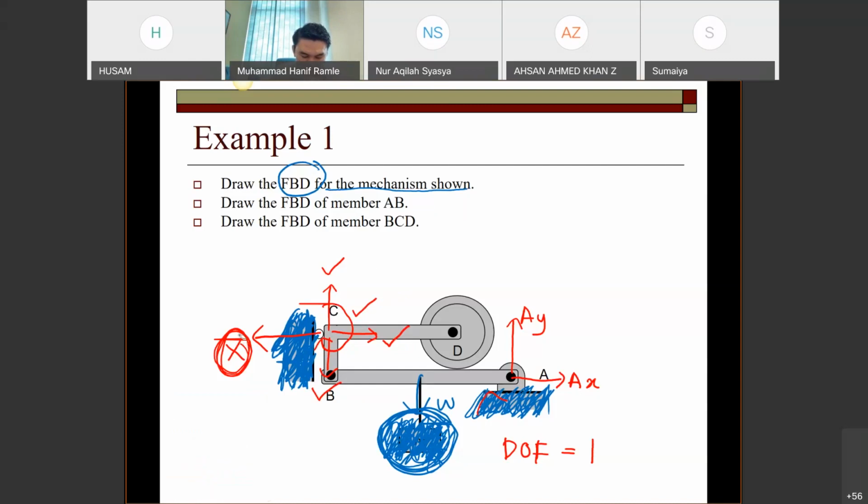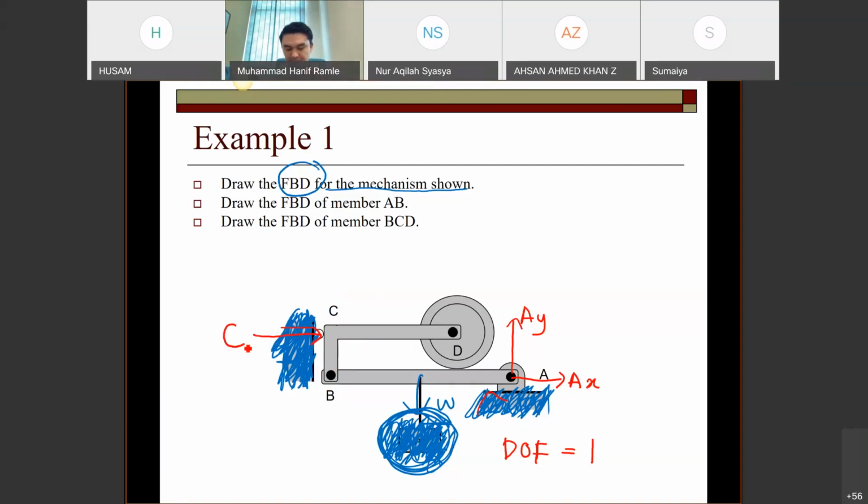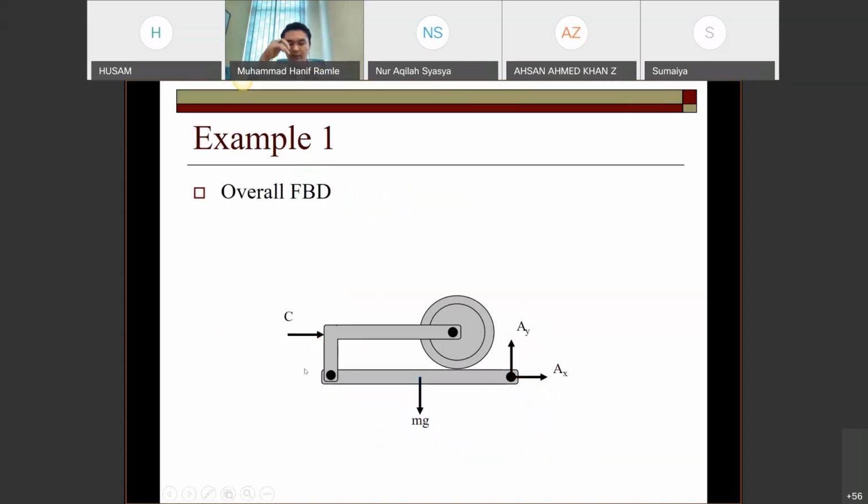Basically, if the system can move in that direction, it means that direction has a reaction, and the reaction should be opposed and pointing on the body. So this is your final FBD as shown in this slide. Don't forget to put the weight.